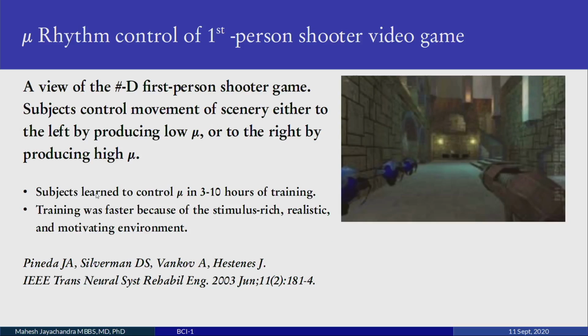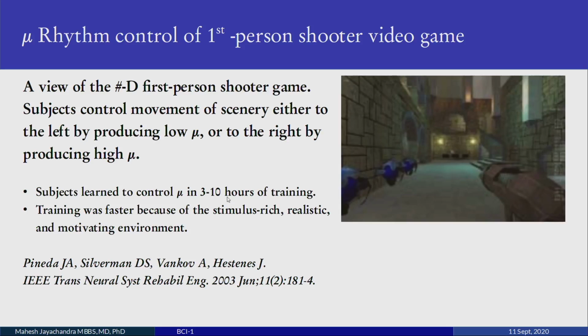A better way to do this would be to capture what happens in a first-person shooter game, like the old games, Doom, Quake, and stuff. And here the subjects control the movement of the scenery by producing low mu, and they go left, or they go right by producing high mu. So again, it's difficult for them to explain how exactly they do it, but they learn to control mu within 3 to 10 hours. That's it.